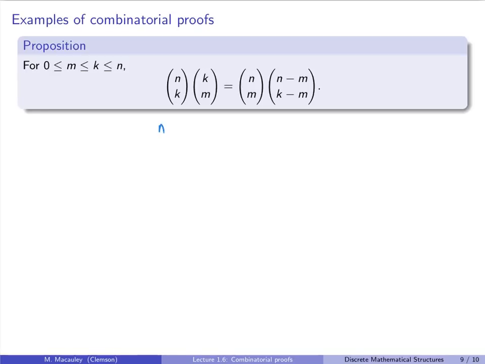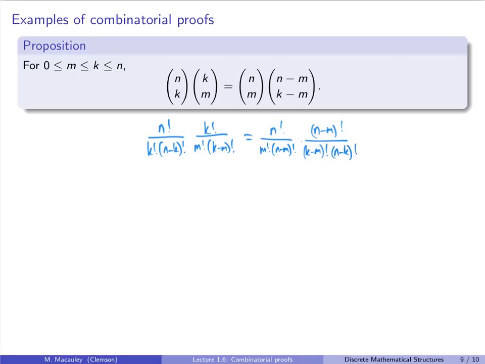So the left-hand side is n factorial divided by k factorial times n minus k factorial. And then the next one is k factorial divided by m factorial times k minus m factorial. And that has to be equal to the right-hand side, which is, well, let's see. n factorial divided by m factorial times n minus m factorial, times n minus m factorial divided by k minus m factorial, and then what's this minus that? That's n minus k times n minus k factorial.